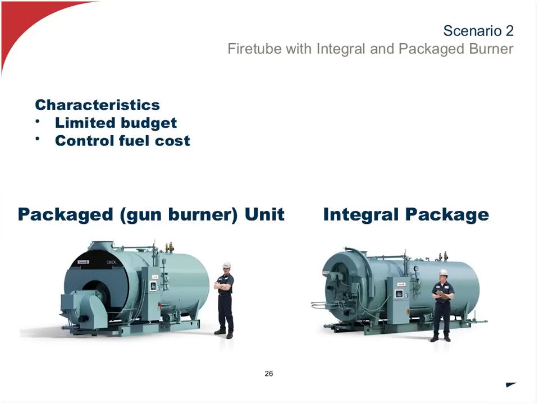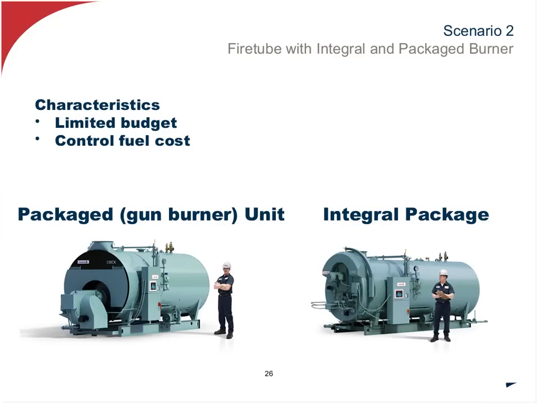Because a fire tube, on balance, depending upon the type of boiler now. Is it a delta type? Is it an O or an A? Comparing with a fire tube, a water tube is 25 to 40% more expensive. So a fire tube is a lot less expensive. The other thing is I want to control my fuel cost.